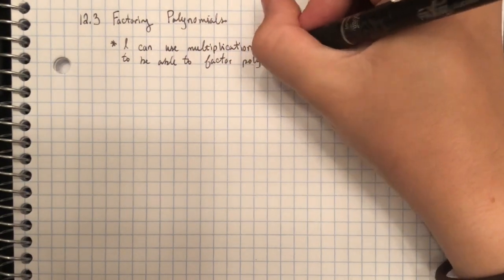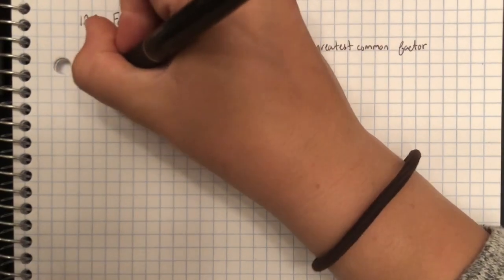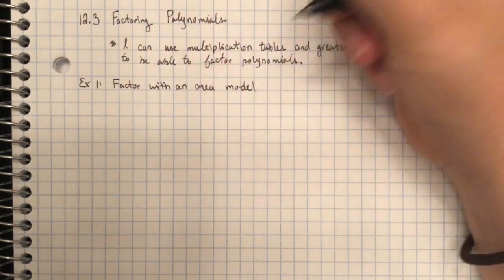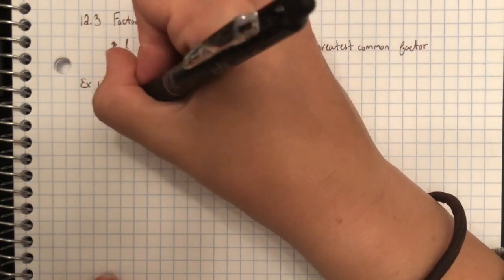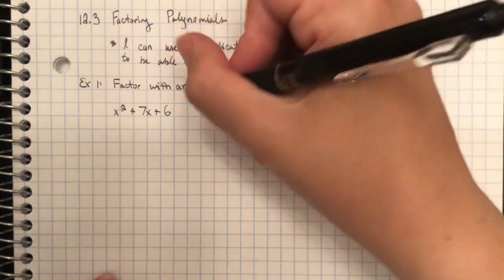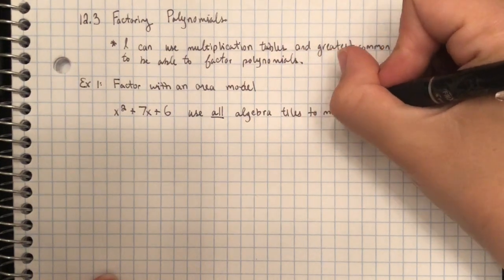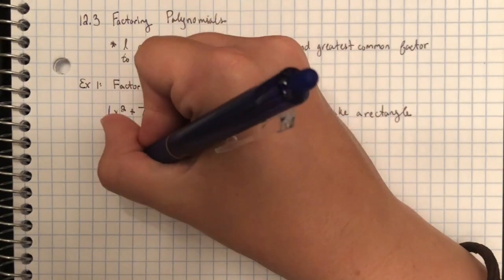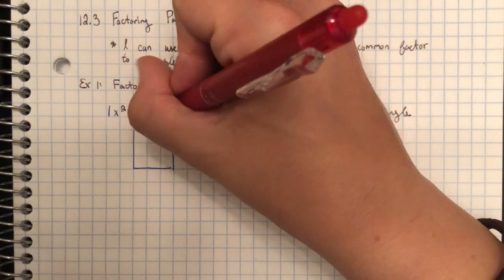The first thing we're going to do is take a look at this visually with our algebra tiles. So example number 1 is going to be to factor using an area model. So essentially, if I'm given the equation x squared plus 7x plus 6, I know that visually with my algebra tiles, I'm going to have one large square, which is the x squared, 7 rectangles, which are my x's, and 6 small square units, which are my 1's. And I'm going to use all those pieces to try to build a rectangle.